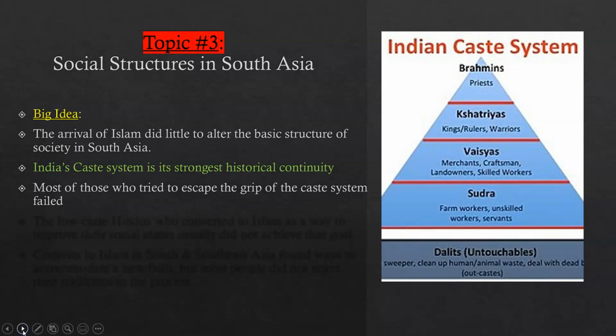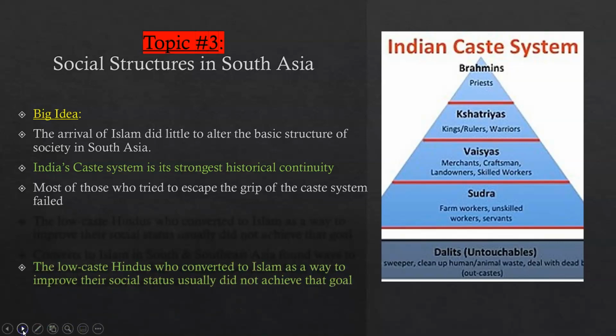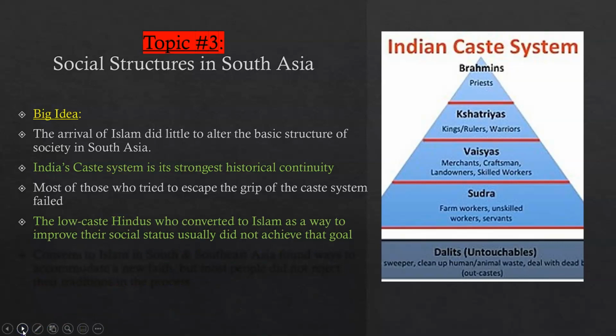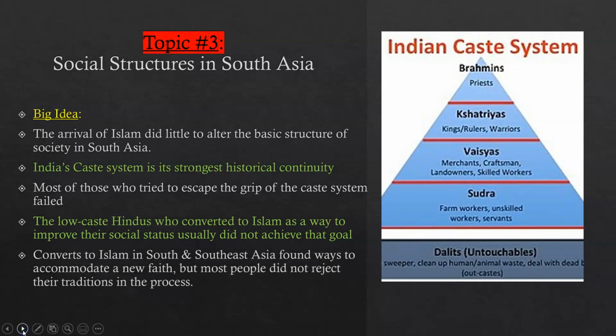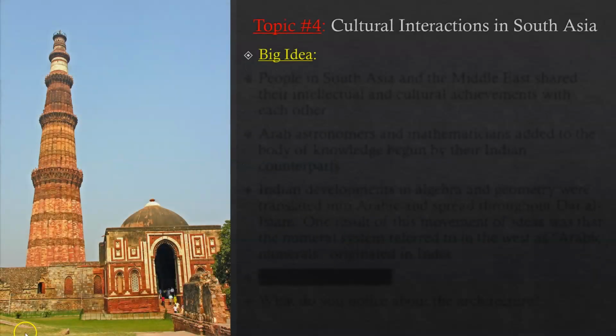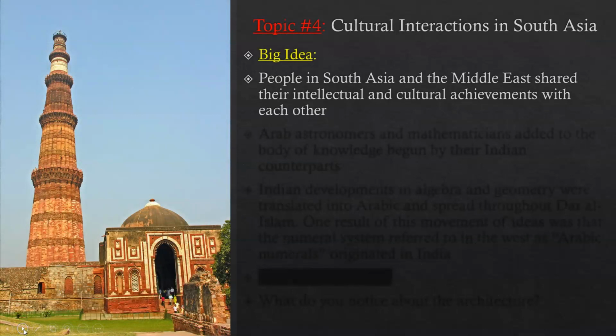Most of those who tried to escape the grip of the caste system failed. The low-caste Hindus who converted to Islam as a way to improve their social status usually did not achieve that goal. Converts to Islam in South and Southeast Asia found ways to accommodate a new faith, but most people did not reject their traditions in the process. So again, it's kind of a hybrid. They're not totally rejecting everything from their past. Check out the architecture here on the left.